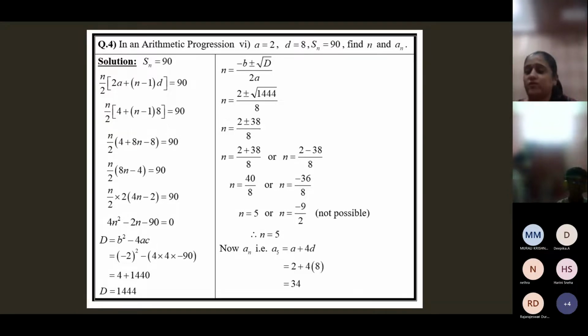Just wait for a minute. You were supposed to write this in your book. If you have not done it, please do it now. I'll wait for a minute.